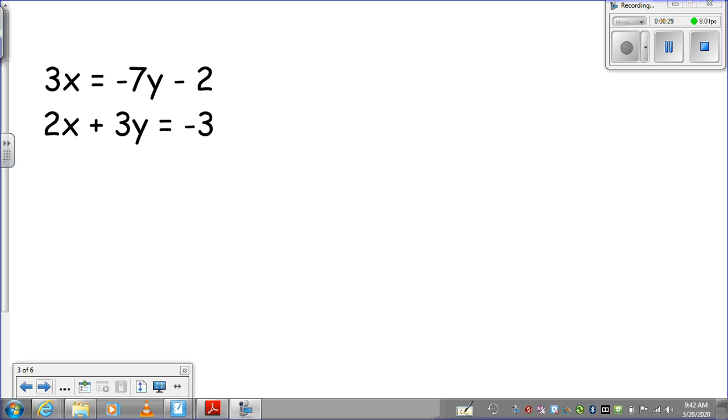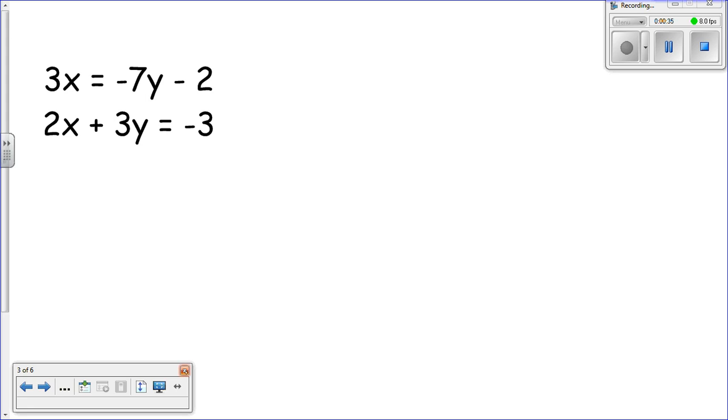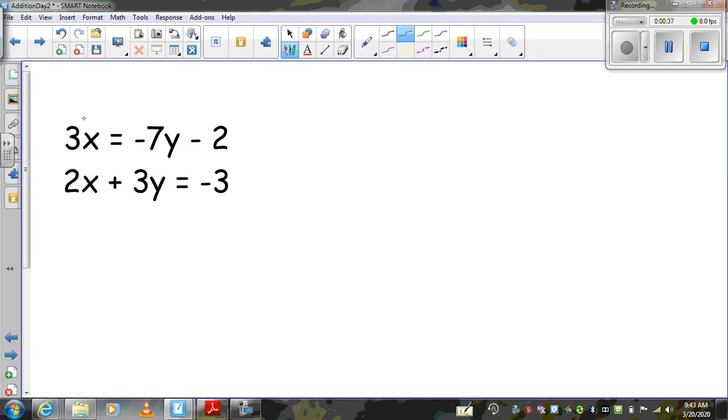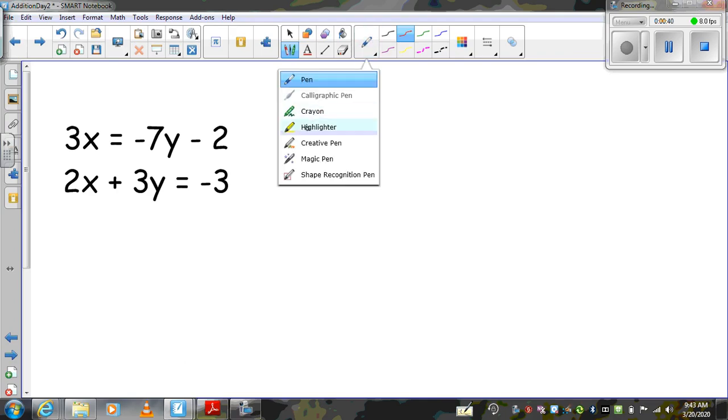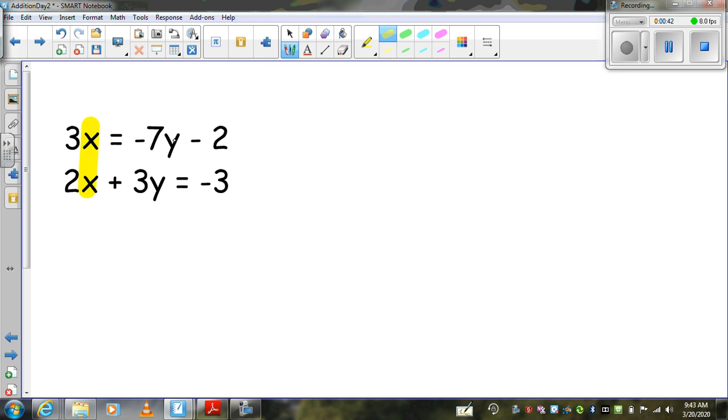For example, in this one, we talked yesterday about the importance of having our variables lined up. In other words, having our x's lined up, our y's lined up, our equal signs lined up, and our constant terms lined up. And clearly you can see not everything is lined up. So we're going to have to do some rewriting here. So let's do some rewriting.